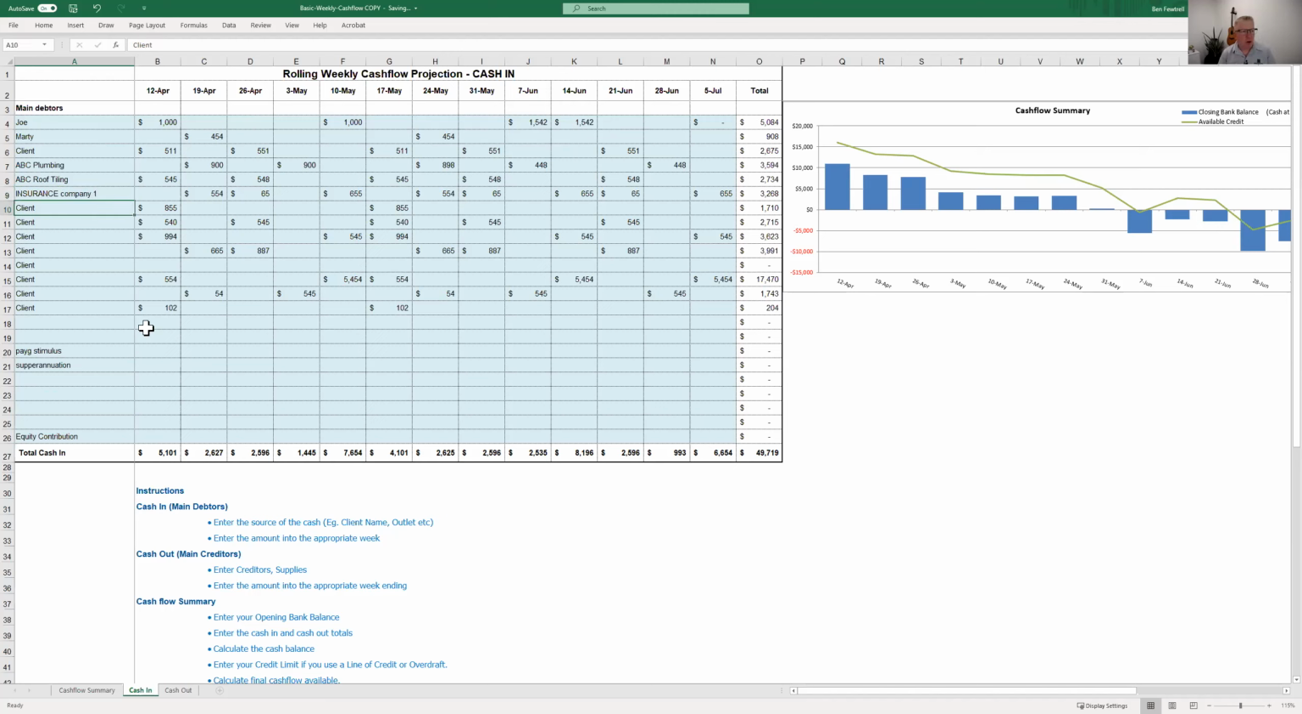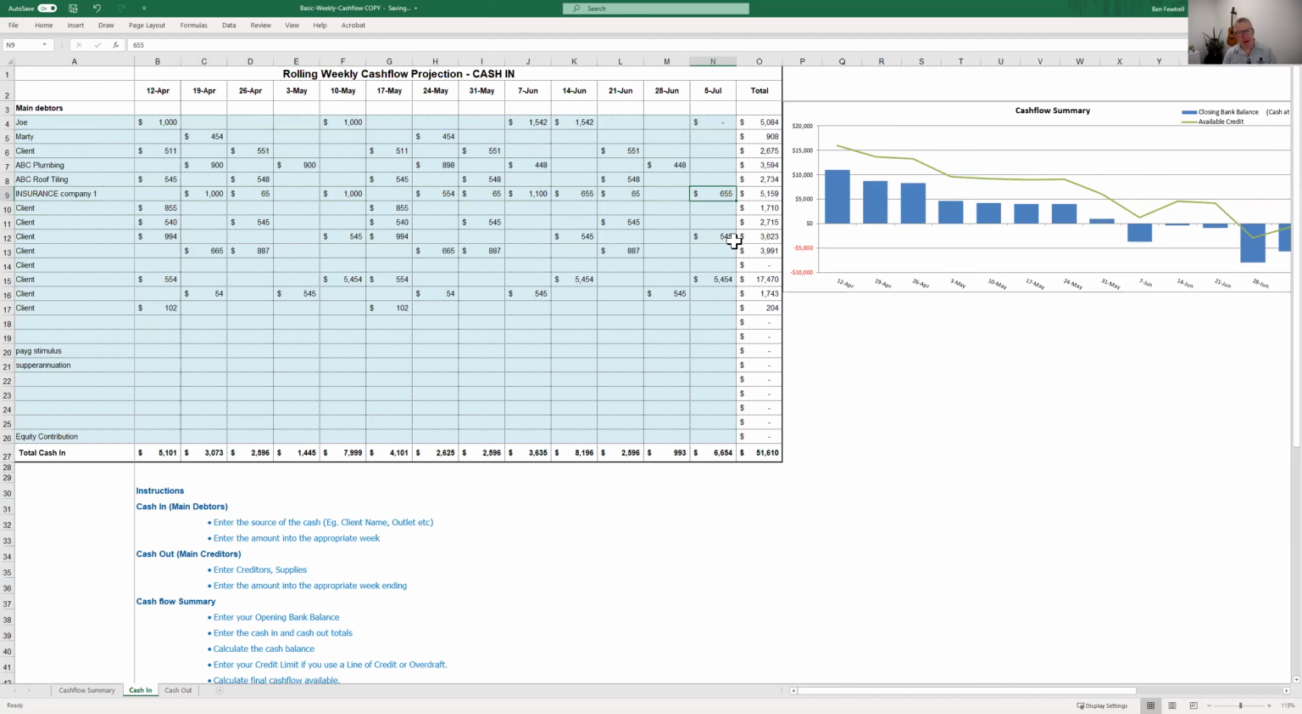Okay, and so what I've got to do then is I've got to predict when that money is going to come in. So let's say I'm likely to get 1,000 here, 1,000 here, 1,100 here. Then I put in what I think I'm going to get from each customer. Now, if you don't know who your customers are, then you've just got to put in a sales estimate or guess. You just put a number in, right? You just put something in there.